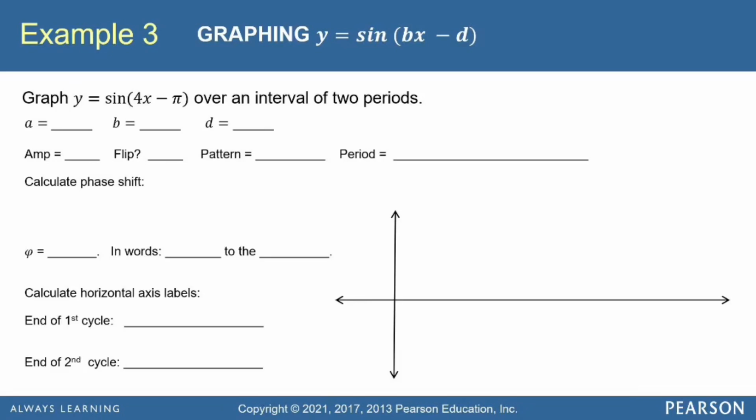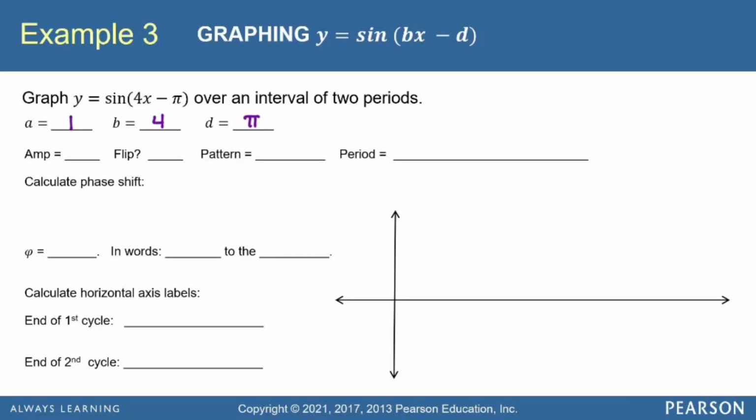So here in example 3, let's graph y equals the sine of 4x minus pi over an interval of 2 periods. And again, as always, we start by pulling out the numbers given in the problem. So in this case, the a number is 1. A is the coefficient of the sine function. The b number here is going to be 4. That's the coefficient of the variable. And the d number is whatever's being subtracted from the x term. So if this is bx minus d, then the d number is pi.